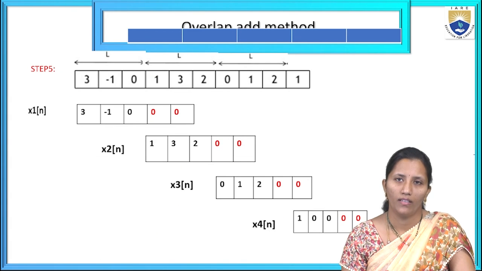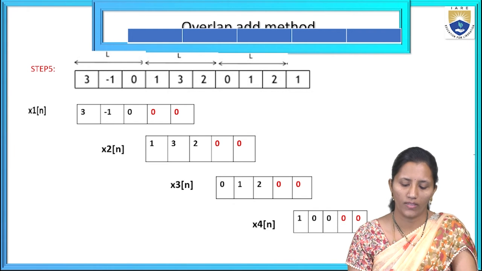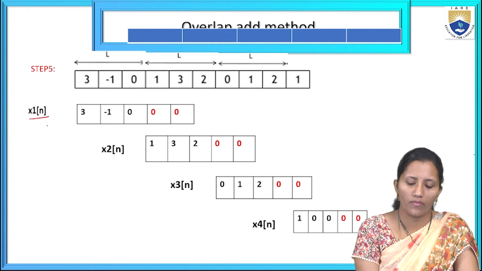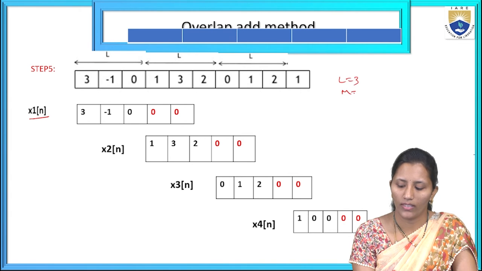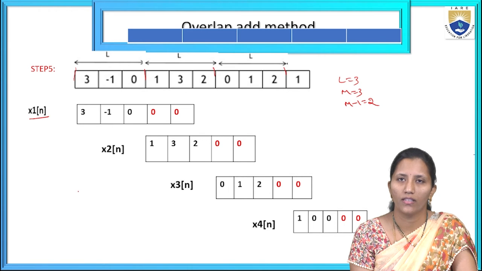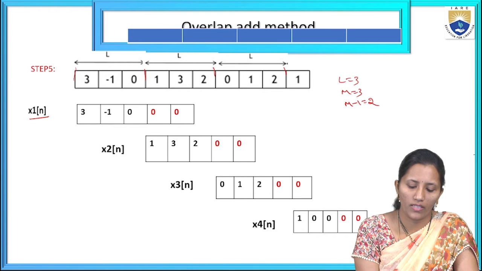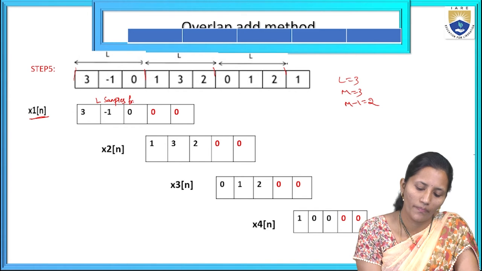So here, how to section the long duration input sequence into sub-blocks: see here, for x1 of n, first we have L equal to 3 and m is equal to 3. M minus 1 is equal to 2. Okay. So we have to mark 3 L values, 3 samples. And in the first block x1 of n, you will get the L samples from x of n.